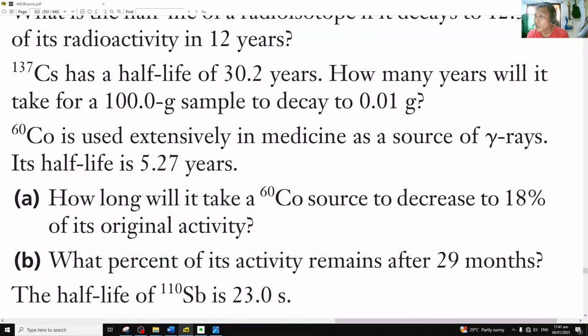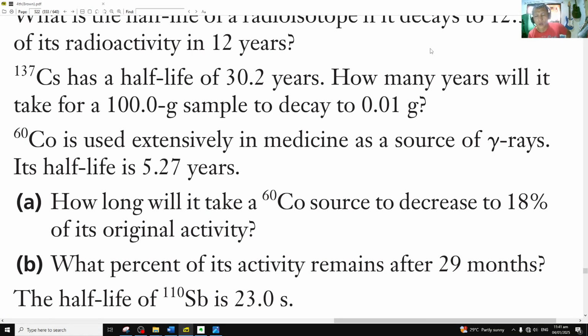Okay, good morning, guys. So we'll be enriching again our topic about nuclear chemistry. We have this problem: cesium-137 has a half-life of 30.2 years. How many years will it take for a 100-gram sample to decay to 0.01 gram?